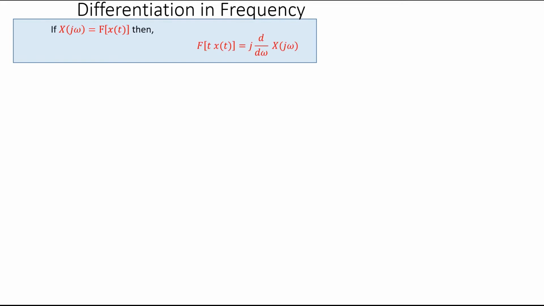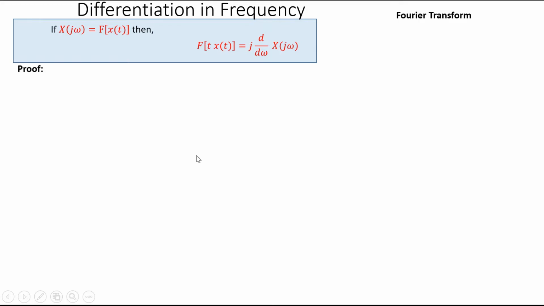Next property is differentiation in frequency. In the previous property we discussed differentiation in time, d by dt of x(t). Here it is d by dω of X(jω). So here it is differentiation in the frequency domain. The property states that the Fourier transform of t x(t) is equal to j d by dω of X(jω).